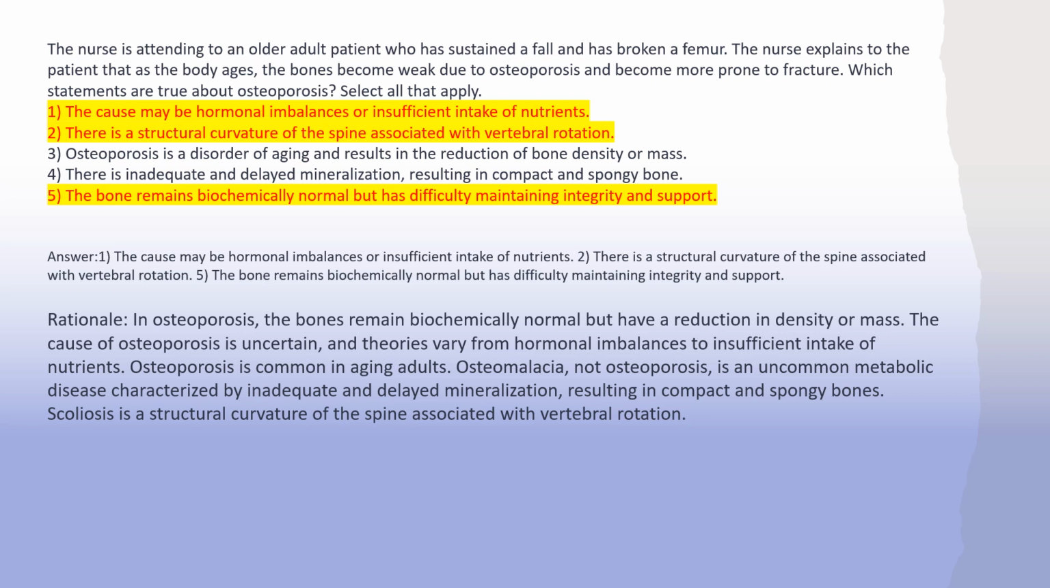Osteomalacia, not osteoporosis, is an uncommon metabolic disease characterized by inadequate and delayed mineralization, resulting in compact and spongy bones. Scoliosis is a structural curvature of the spine associated with vertebral rotation.